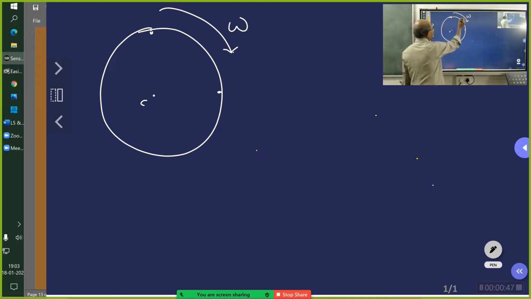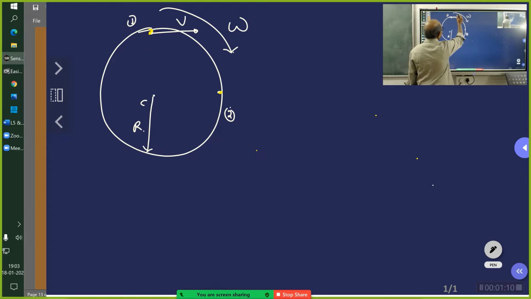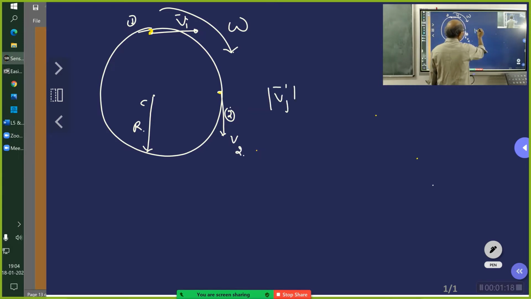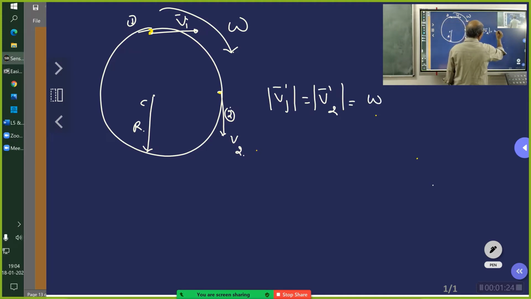Omega. So obviously, velocity vectors. Let me take two particles on the circumference of this disk, and the radius of this is r. What will be the velocity of particle 1 and particle 2? You will definitely say this velocity is like this, and this velocity is like this. Modulus v1 is equal to modulus v2 is equal to omega R. Correct?